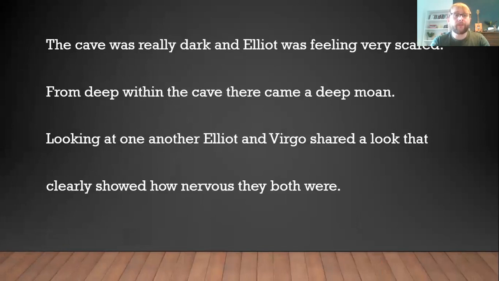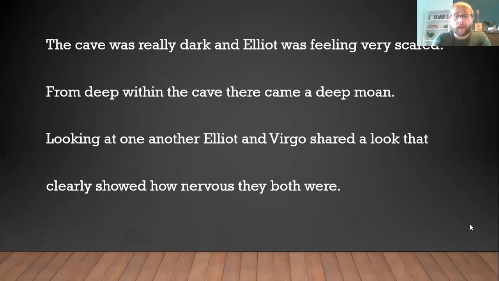Now, what I've done is I've written down a not particularly great first two or three sentences of a paragraph. The cave was really dark and Elliot was feeling very scared. From deep within the cave there came a deep moan. Looking at one another, Elliot and Virgo shared a look that clearly showed how nervous they both were.